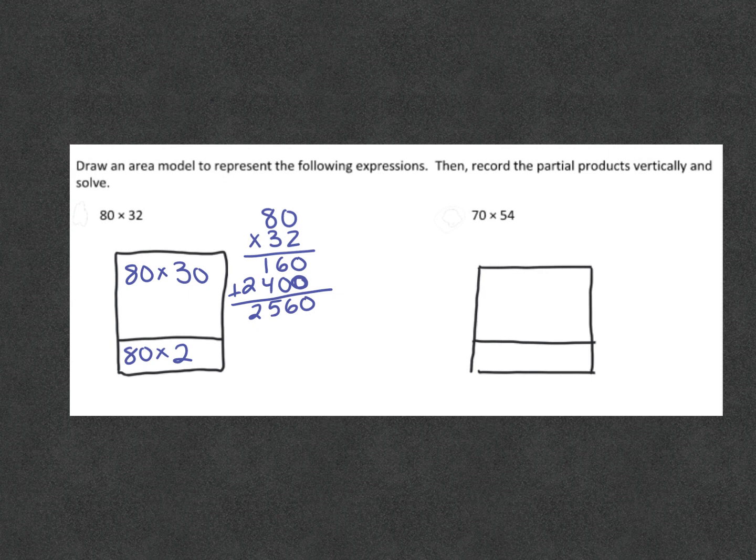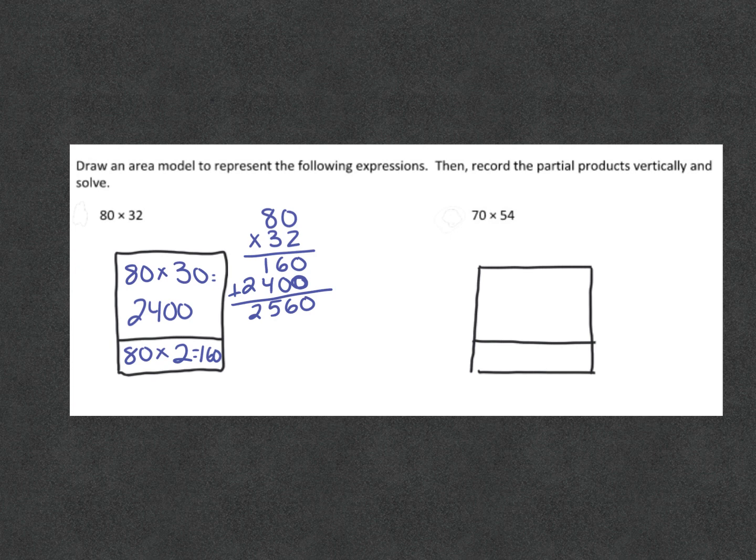2,560. 80 times 30 is going to equal 2,400. And 80 times 2 is going to equal 160. 2,400 plus 160 equals 2,560.